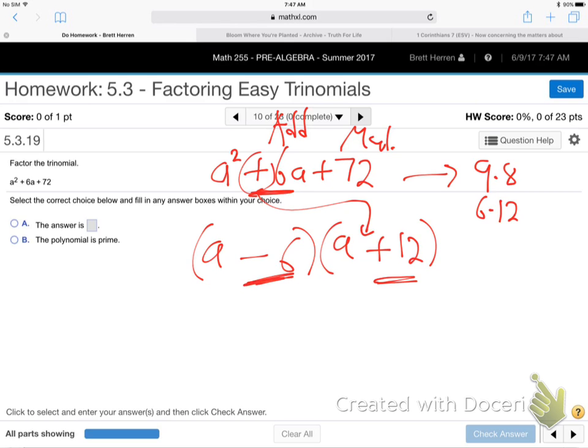Is negative 6 times positive 12 positive 72? Negative times positive is negative. If they had just made this negative 72, then that would be the right answer, right? Because then negative times positive would be negative, and they would add or subtract to be plus 6 in the middle. That would be right, but it's not a minus 72 at the back. It's a plus 72. So we can't do minus 6 and plus 12. We'll make them both plus then, because then it's plus 72. Yeah, but then it's not plus 6 anymore. Now it's plus 18 in the middle.